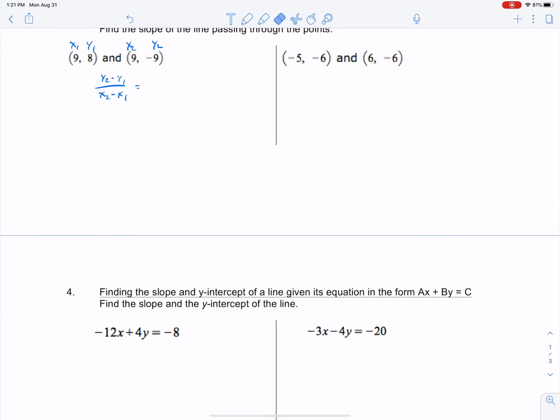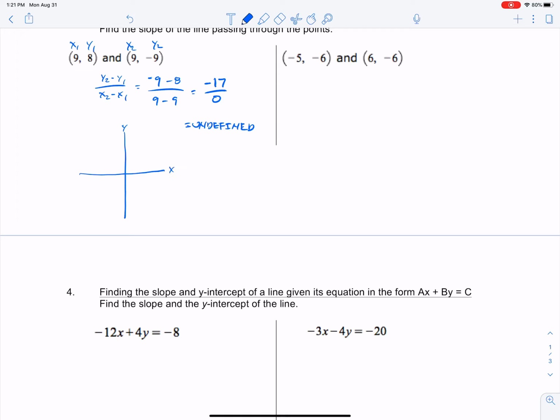My y2 is negative 9 minus 8. x2 is 9 minus 9. Notice something happens here. Negative 9 minus negative 8, negative 17 over 0. When you have this happen, our slope is what is called undefined. And that would be your answer, undefined. What this looks like on a graph, if we were to graph this, I have my y and my x axes.